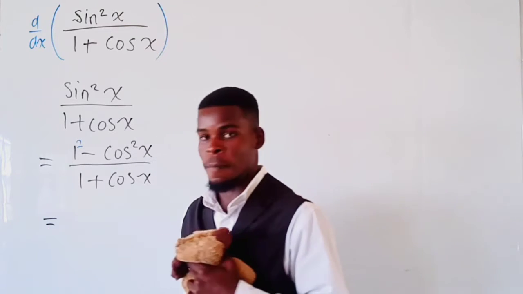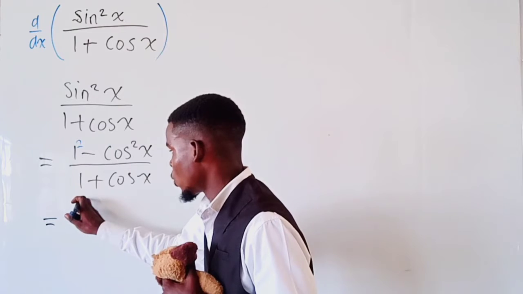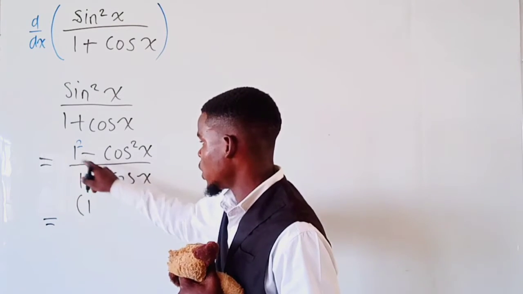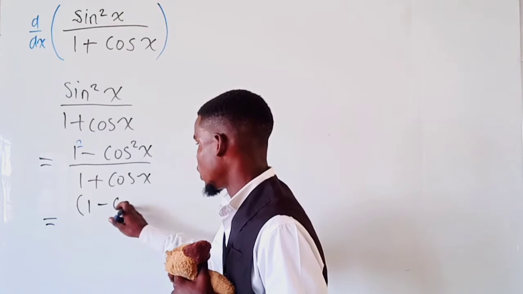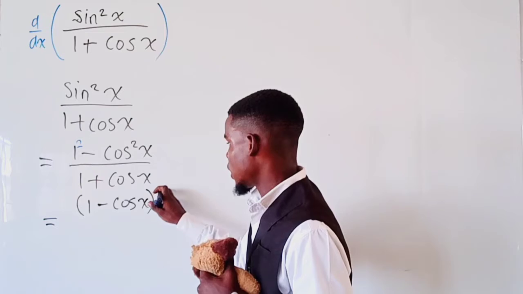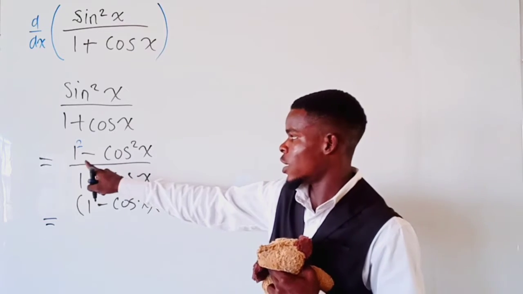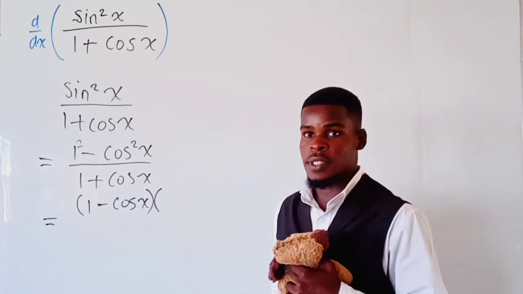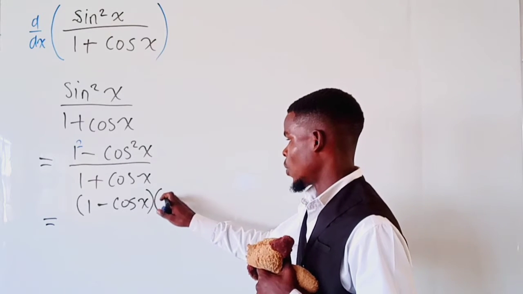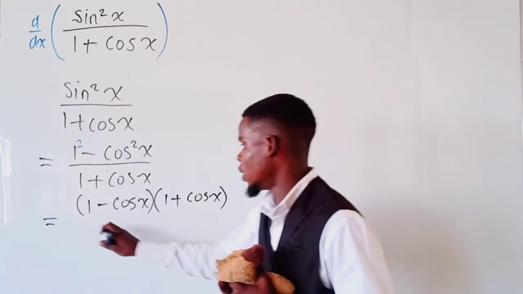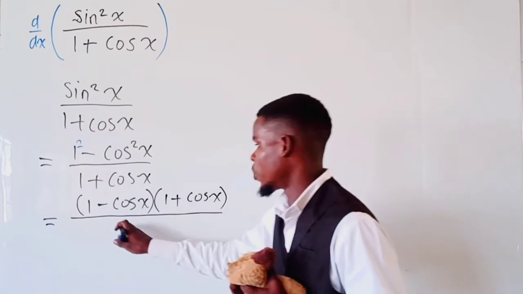And when we have a difference of two squares, we can get the factors very easily by rewriting it in this way. The first factor will be 1, then we put the minus, and then we put down the cosine without the square, cosine x. And then we multiply that with the same thing, but in this case, you change the negative sign to a positive sign. So that will now become 1 plus cosine of x. And then we divide it by 1 plus cosine x.